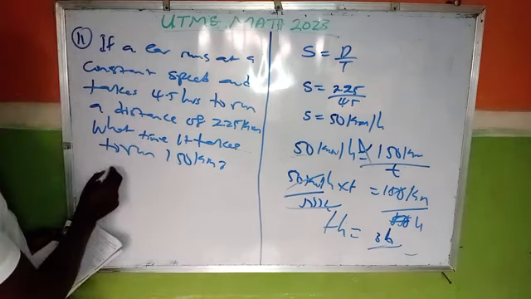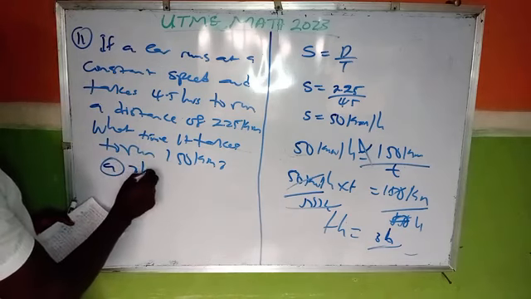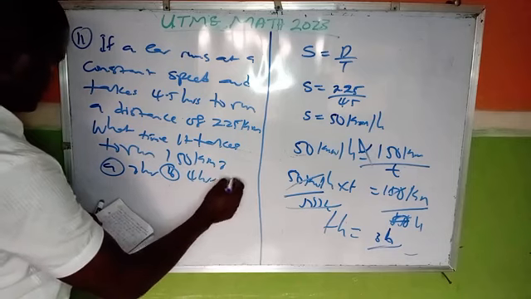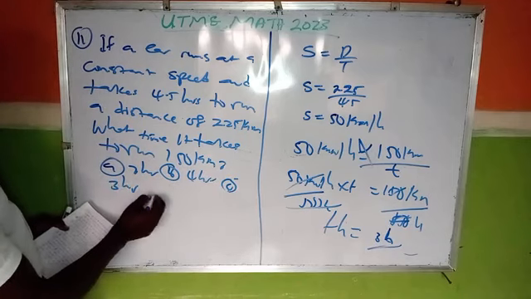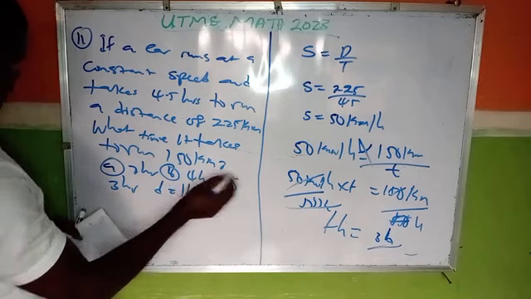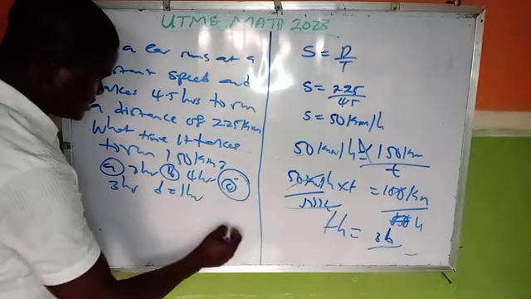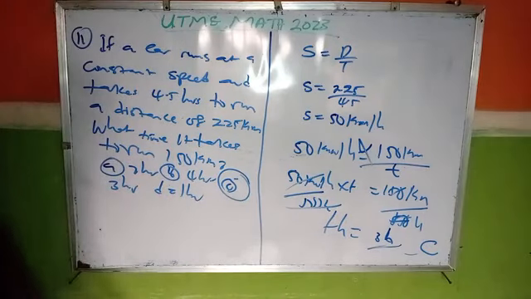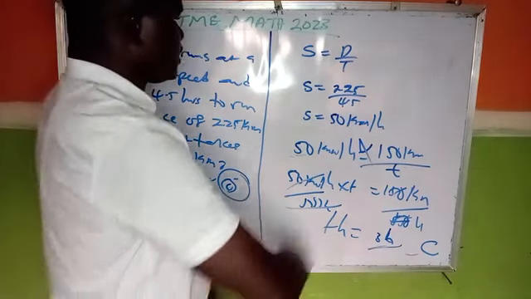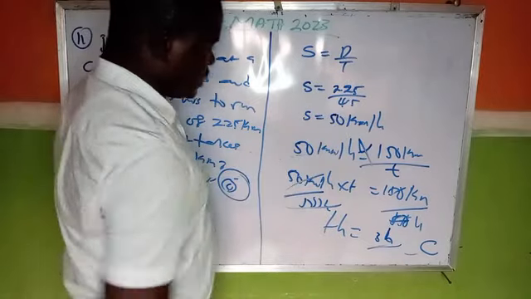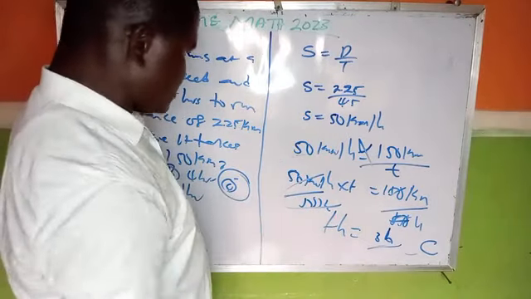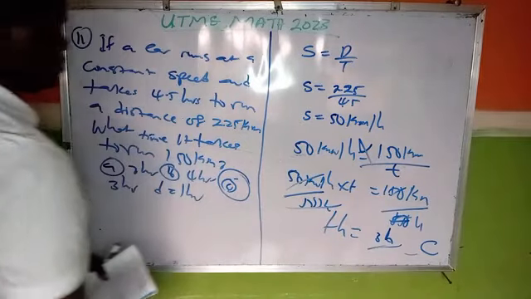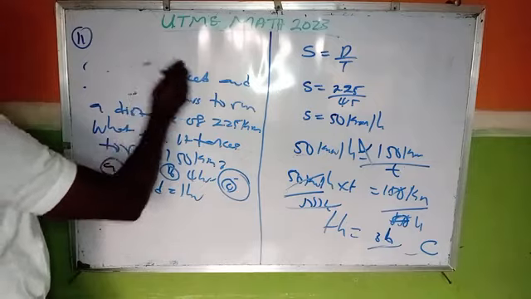So what is the option there? The options are A is 2 hours, B is 4 hours, C is 3 hours, and D is 1 hour. Therefore, your answer is C. So that is it. What you do is, first of all, calculate the speed. Then since it is subject to constant speed, you use the same speed to calculate the time.